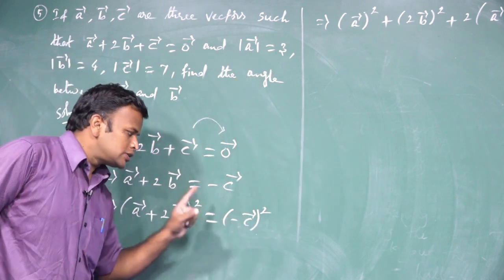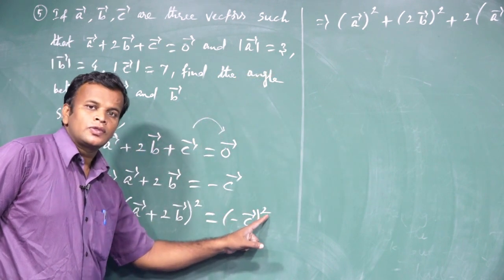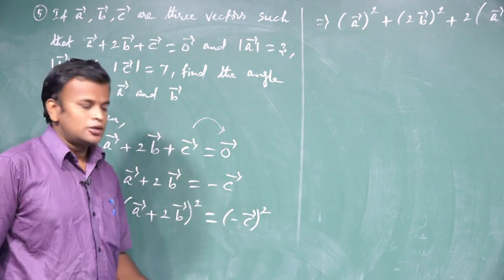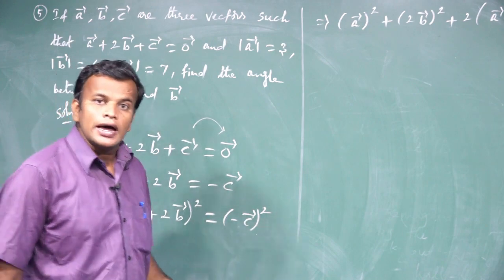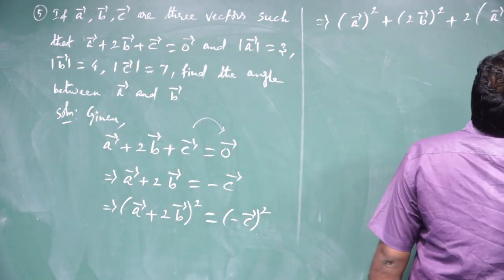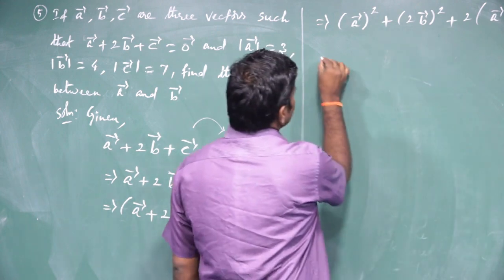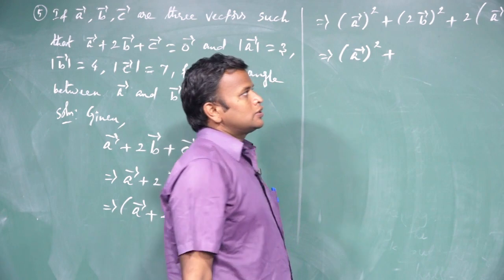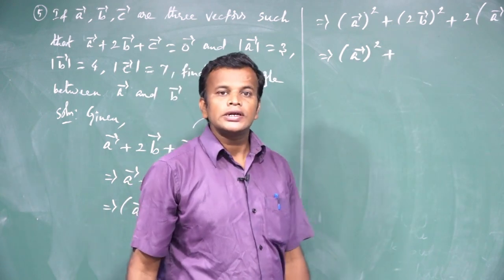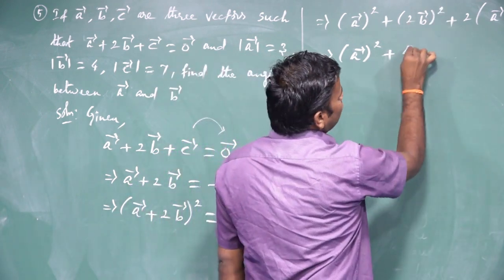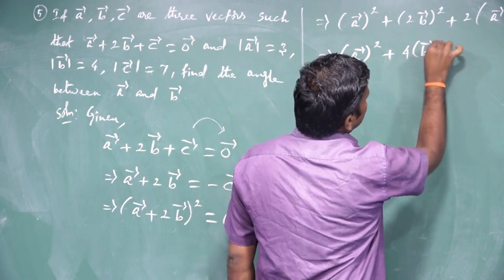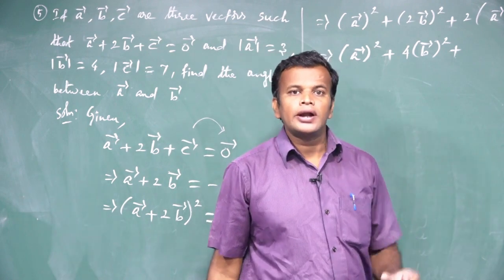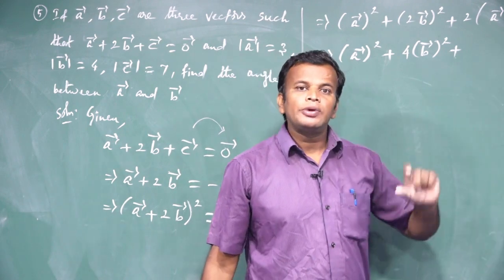On the RHS, minus and square is there. The minus also becomes plus according to the square, so minus C vector the whole square is C vector square. So A vector square plus 2B vector the whole square, 2 2s are 4, into B vector square, plus, by the property of the dot product, any scalar we take outside.